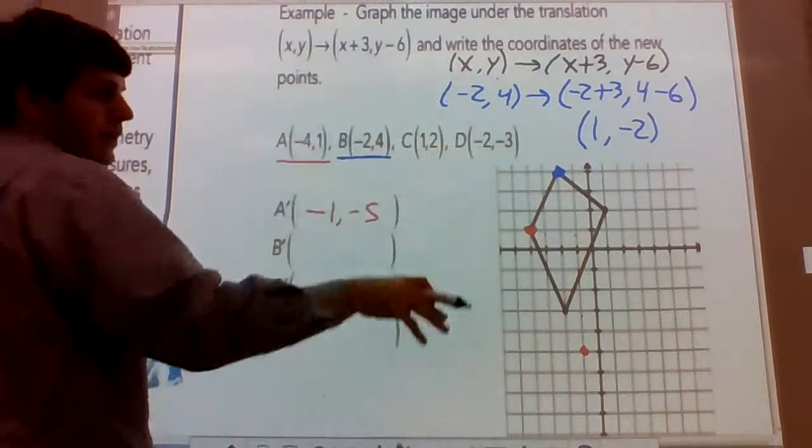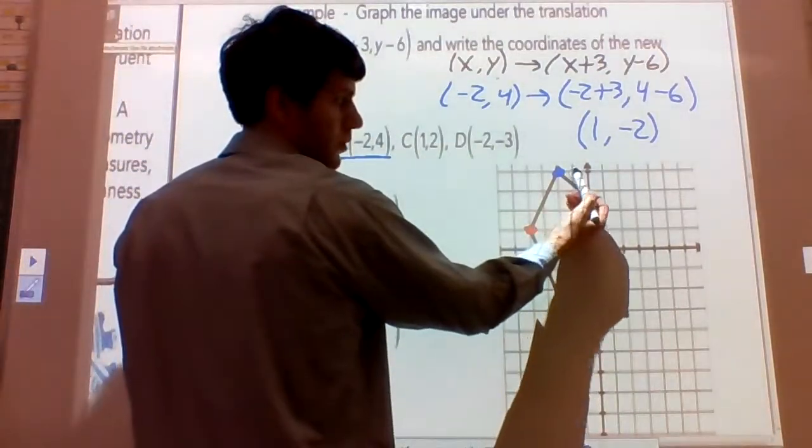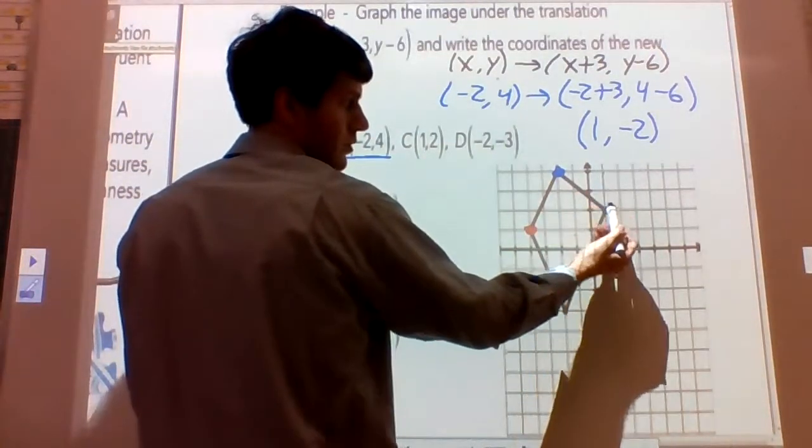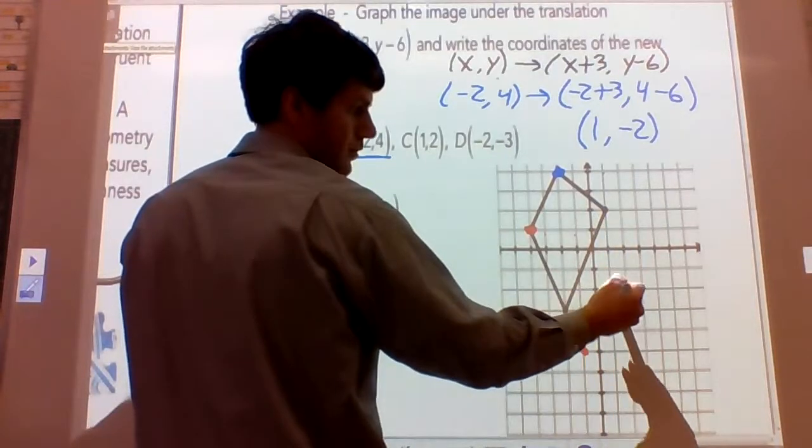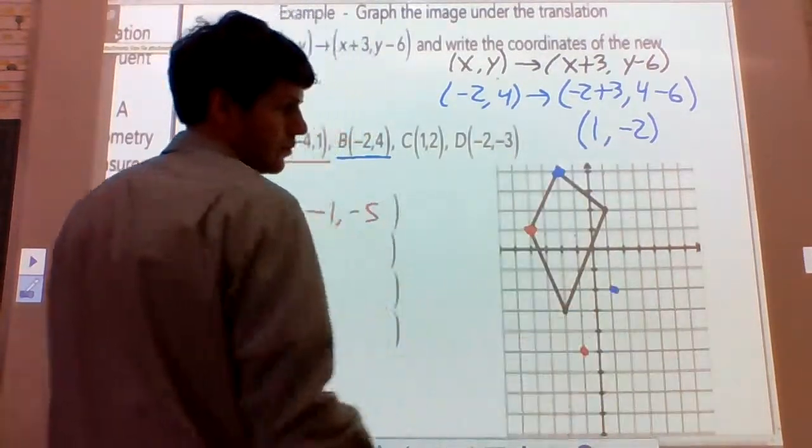We could also do it just by counting. We're going right 3, down 6. Right 3, 1, 2, 3, down 6: 1, 2, 3, 4, 5, 6. And that is 1, -2.